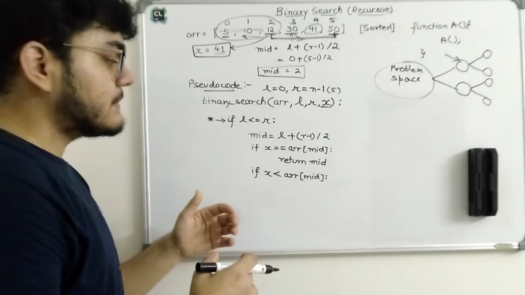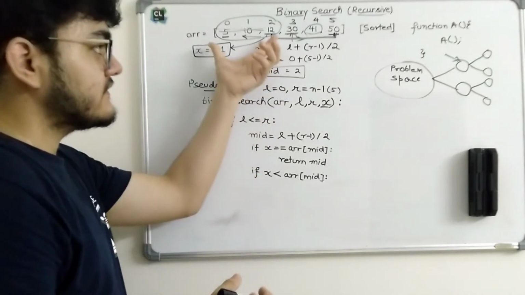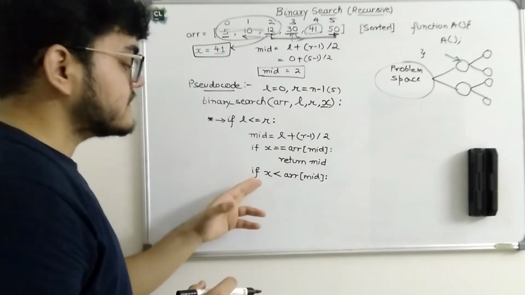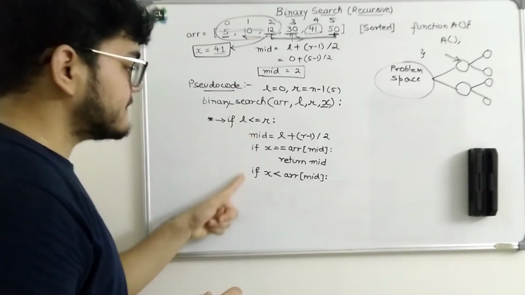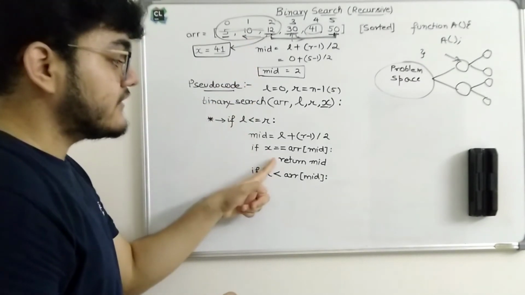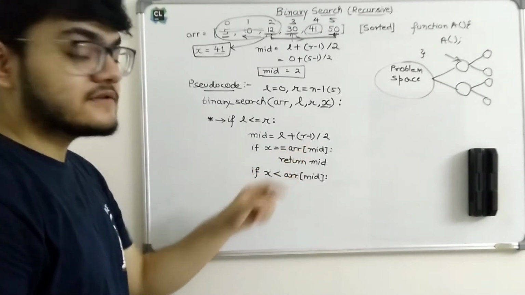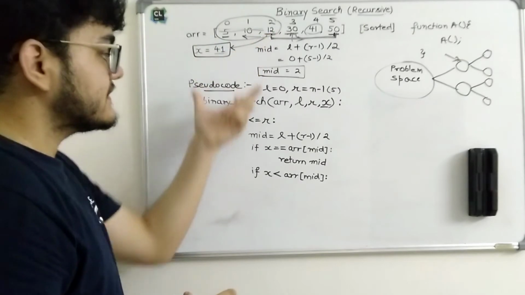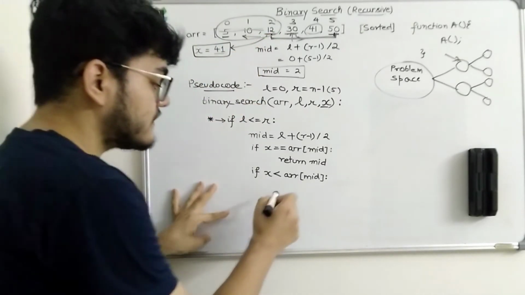So whenever we want to apply the same algorithm but on a different subspace, we are going to use recursion here. Since we want to apply these steps, which are calculate the mid and return the mid if x is equal to the element at the mid position, we are going to call the same function, which is the binary search function.